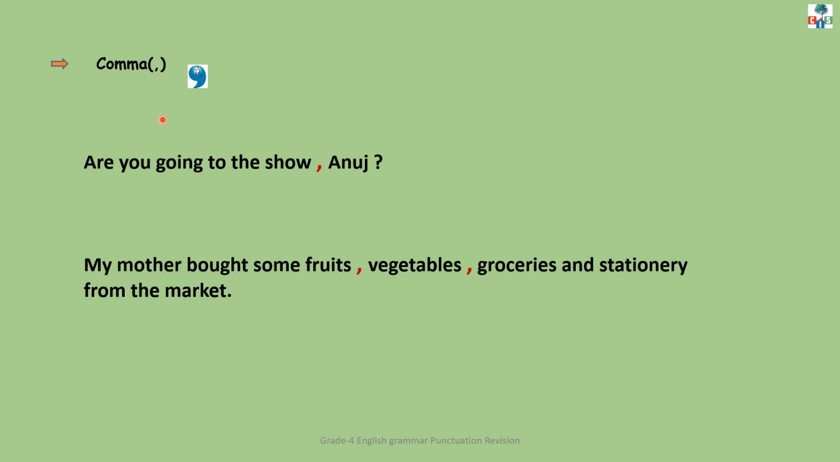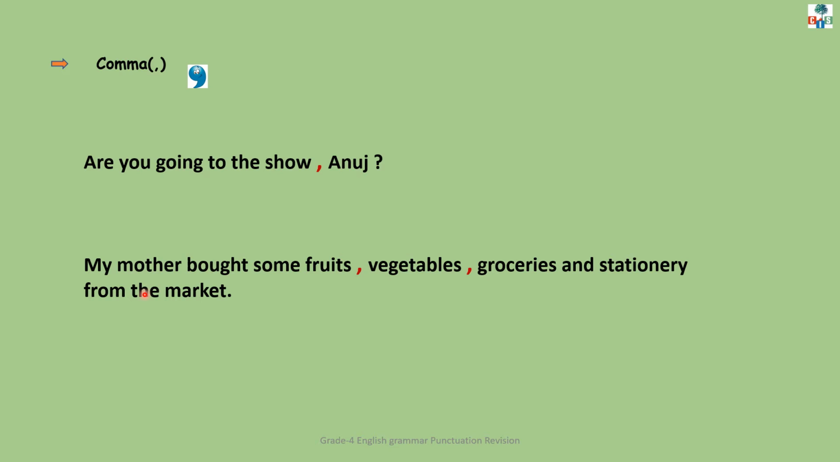Children, this punctuation mark, comma, indicates the shortest pause. It is used in the middle of the sentence. Now there are a number of uses for the comma. Let us learn a few of them. A comma is used to separate someone's name from the rest of the sentence. For example, are you going to the show, Anuj? Here, I want to separate this name Anuj from the rest of the sentence. So I used a comma in the middle of the sentence before this name Anuj.